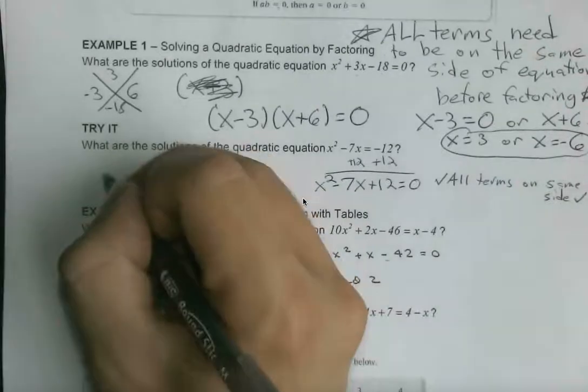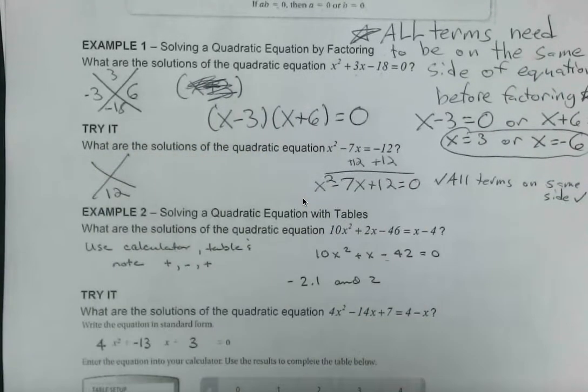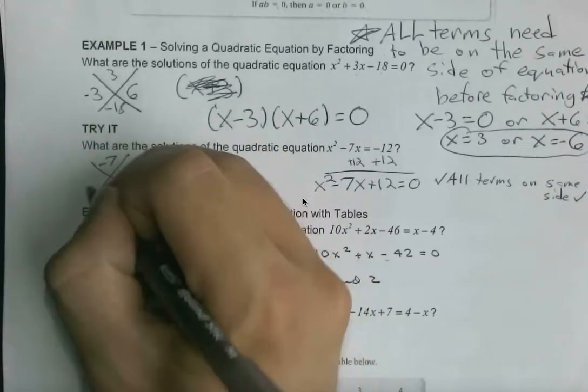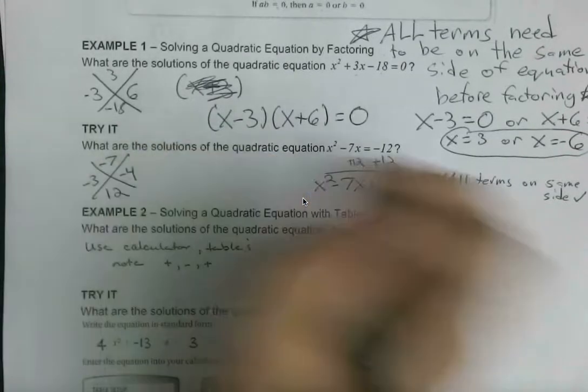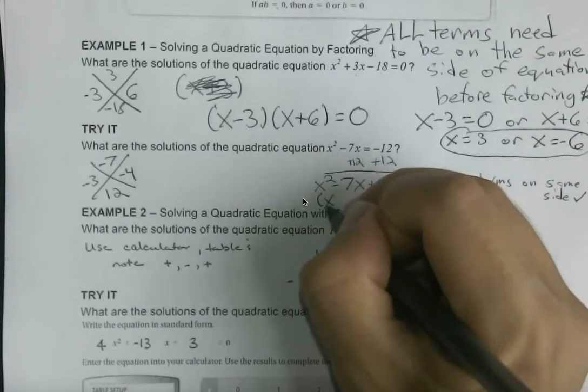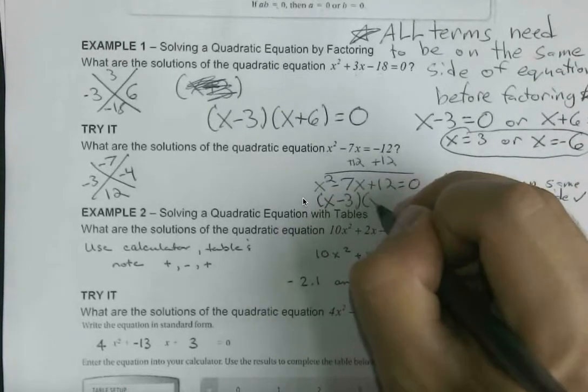We factor this. We're looking for factors of 12 with a sum of negative 7. Negative 3 and negative 4 work just fine here. So we can rewrite this to x minus 3, x minus 4.